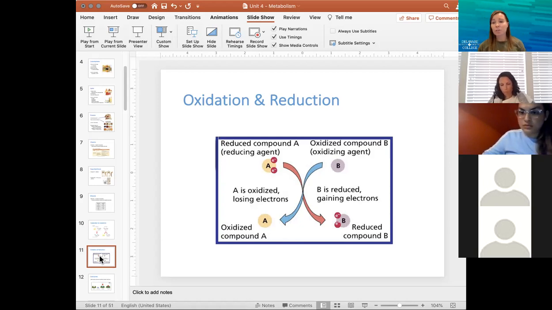Okay, the other reaction, reduction, is the exact opposite. So instead of the removal, this is the gain of electrons and hydrogen ions by a molecule. Sorry, can you repeat that for me? It's the gain of electrons and hydrogen ions by a molecule. So when that is happening, the molecule is also gaining energy.